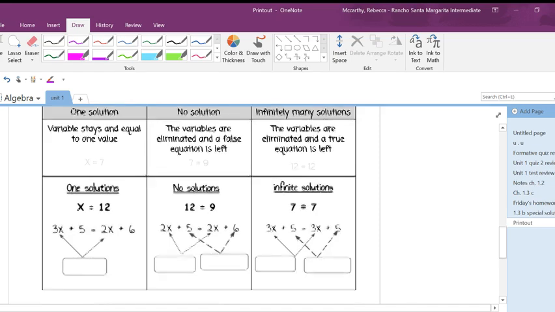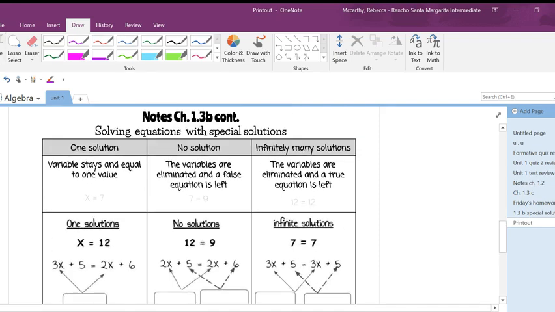So here I have a graphic organizer. When I have one solution, I end up with something like this. The variables stay, okay? They're not eliminated. When I have no solutions, the variables are eliminated, and I get something like 7 equals 9, and that's a false statement. When I have infinitely many solutions, the variables are eliminated in the equation, and a true equation is left, something like 12 equals 12. So this would be an infinite number, and this is a true statement. 12 does equal 12.